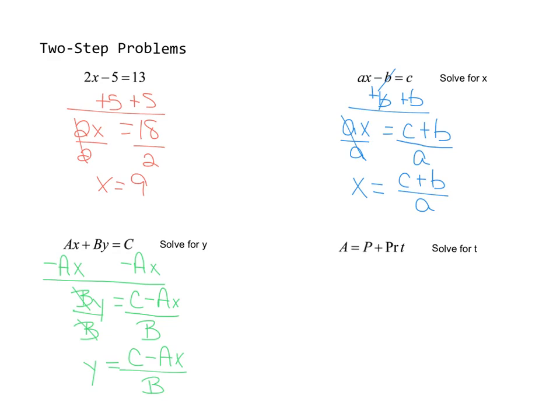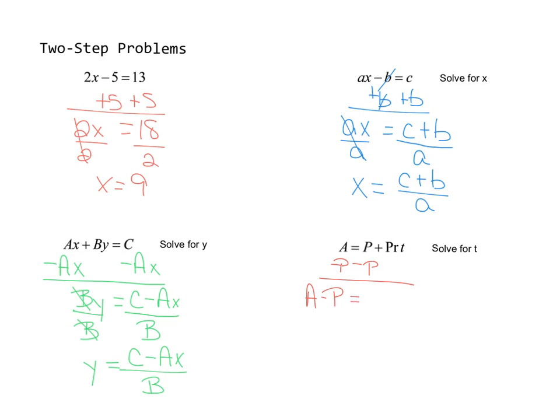This would be a good one to try on your own because it's almost exactly like the first one. This one says A equals P plus PRT. Looks like some sort of interest formula, doesn't it? Okay, so we're going to solve for t. So I need to leave this whole thing that t is a part of alone, and I've got to get rid of the P first. So that's a positive P, so I'm going to subtract P from both sides. That gives me A minus P, because I can't combine those.